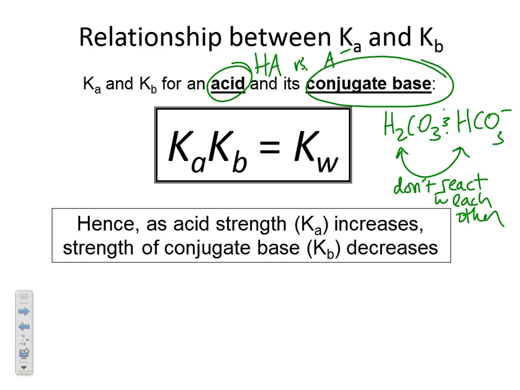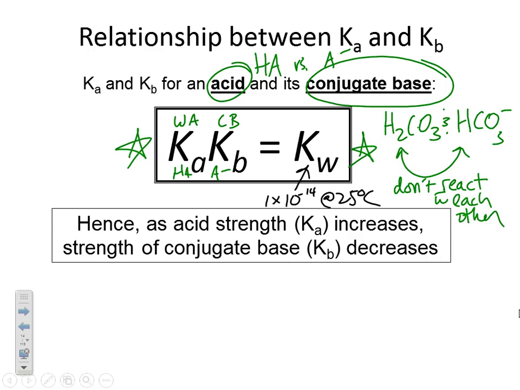And we have this relationship. This is shown numerically here. The Ka for a weak acid and the Kb for its conjugate base. So this would be HA and this would be A-. When you multiply them together, you get Kw. This is the Kw for water. So this is 1 times 10 to the minus 14th at 25 degrees Celsius. They always have to equal the same number.